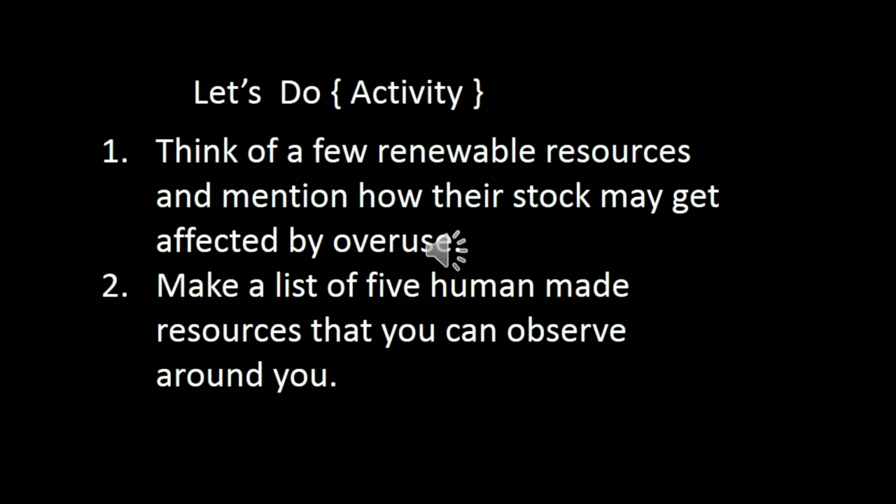And make a list of five human-made resources that you can observe around us. That you can also do easily. I know the second one is so easy, you can do it, right? And this is our revision of this topic.